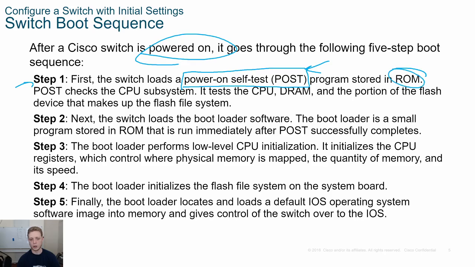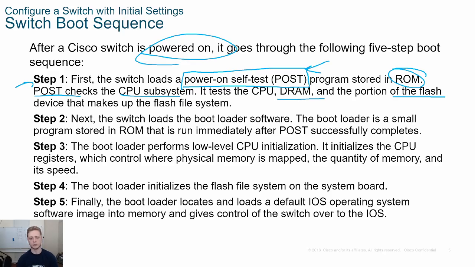And this comes from our ROM, right? The POST is going to check the CPU, it's going to check RAM, and a portion of the flash to make sure that, hey, basic functionality is working, right? Our normal bare minimum stuff is working. So if it's not for some reason, we can troubleshoot and figure it out from there without trying to load the IOS and having all kinds of weird reactions if there's something with the core system that's having an issue.